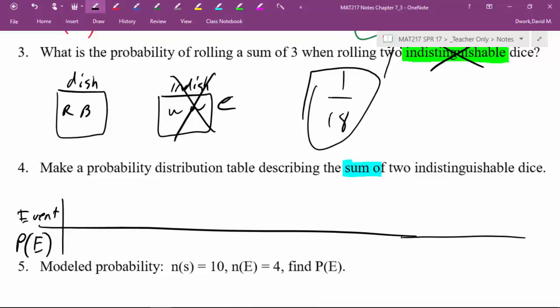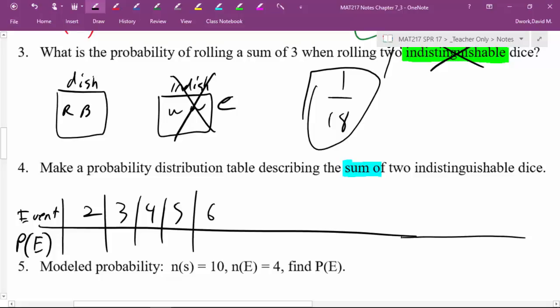Well, what's the lowest I could ever get? Well, I could get a 1 and a 1, which make 2. Then I could get a 3 and a 4 and a 5, right? Just by getting different amounts on the die.